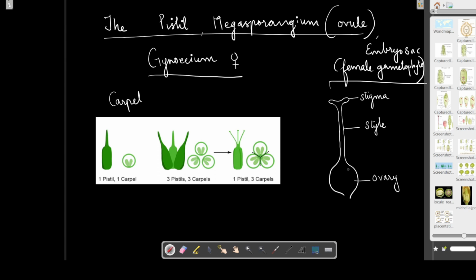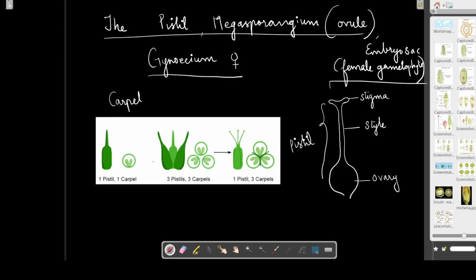If you take the section of the ovary, you can see regions like this, and each segment or each chamber or each part is called a carpel. You understood? So this whole thing is actually the pistil, and the part inside the ovary, if you take the section of the ovary, you can see like this, and that part is called the carpels.